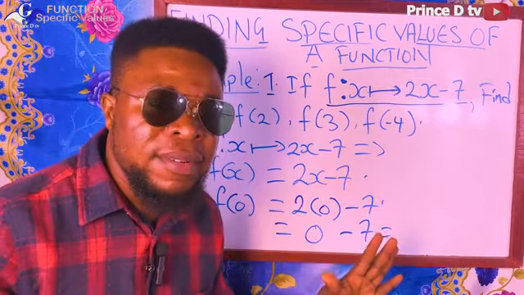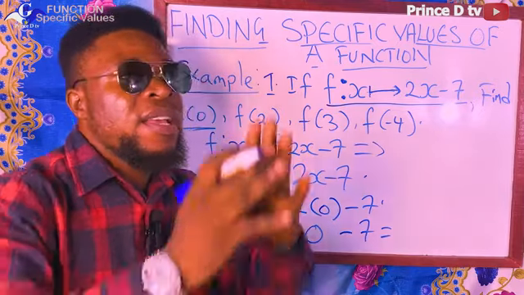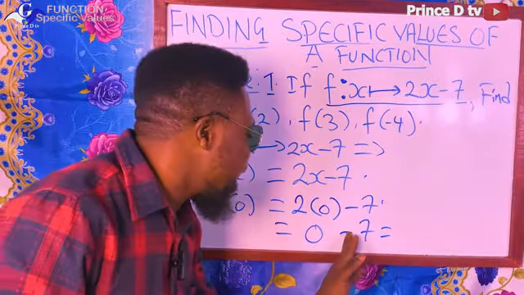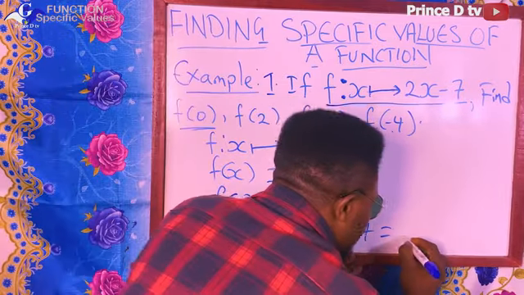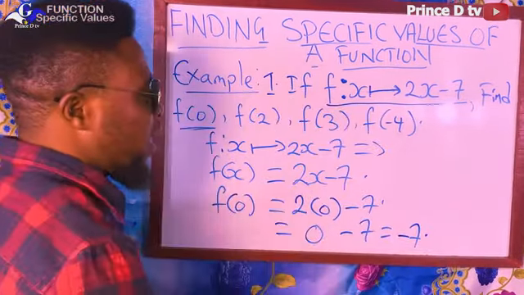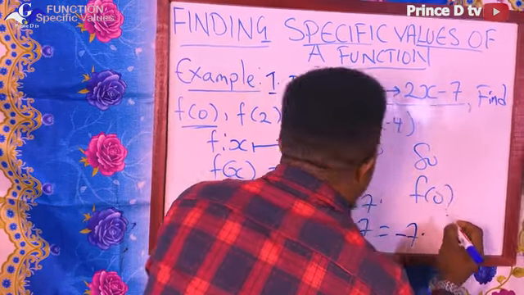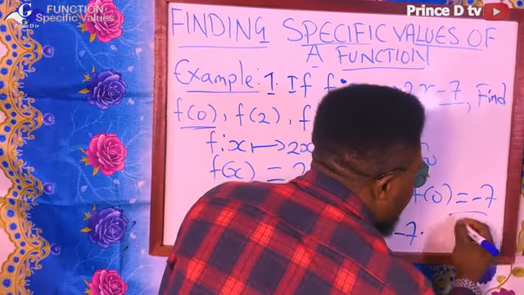Remember our number line, 0 minus 7. 0 minus, we are moving towards the left. How many times? 7 times. So our result is negative 7. So f of 0 is equal to negative 7.